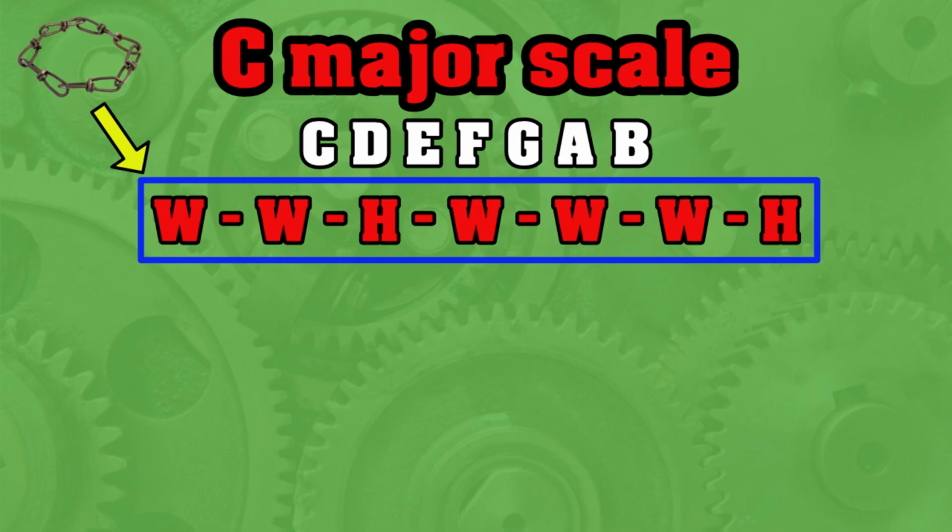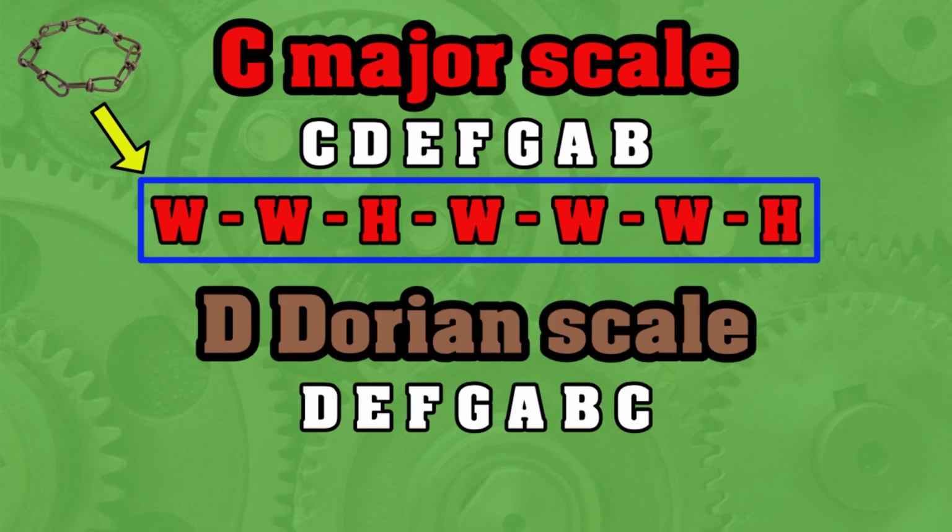All right, so I had to go through all of that explanation for you to fully understand modes. So let's now get into a mode of the C major scale. Here's the second mode of the C major scale. You can see it's the same 7 notes. We just started on the second note, we ran through the scale, and boom, there's the D Dorian scale. The D Dorian scale is a mode of the C major scale.